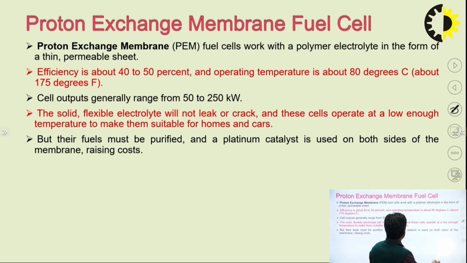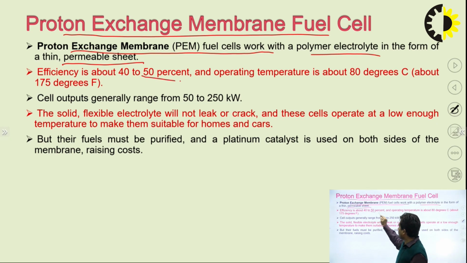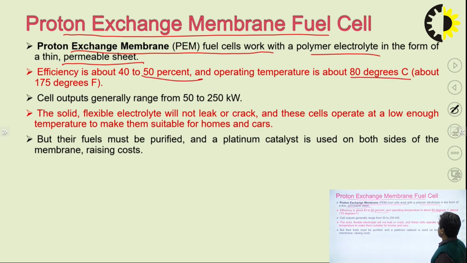Then next is the proton exchange membrane fuel cell. Here the proton exchange membrane fuel cell works with a polymer electrolyte in the form of thin permeable sheets, and its efficiency is about 40 to 50%, and its operating temperature is 80 degrees centigrade. Its output range is 50 to 250 kilowatts.